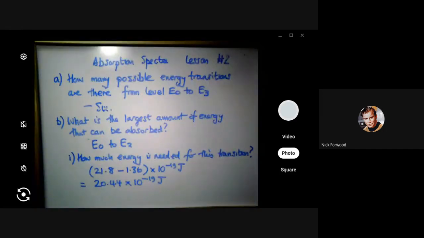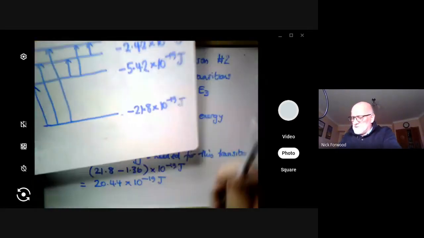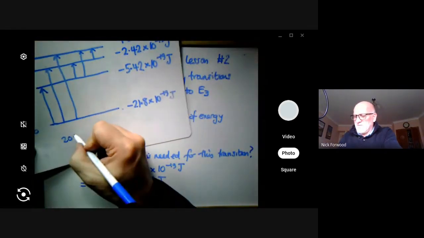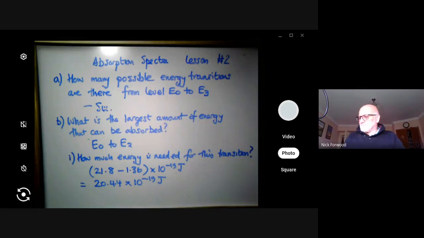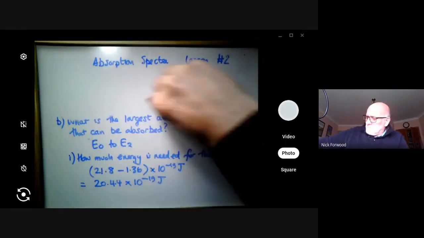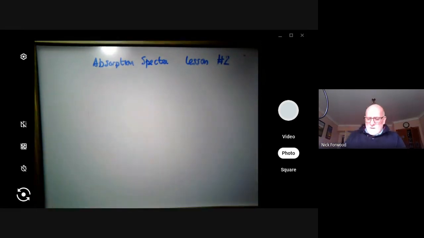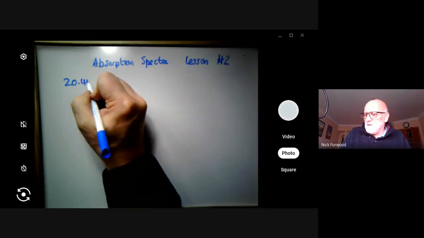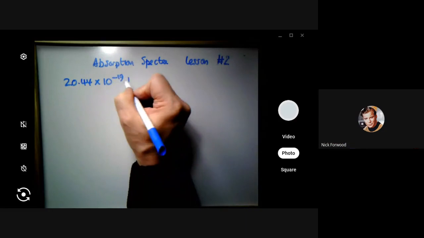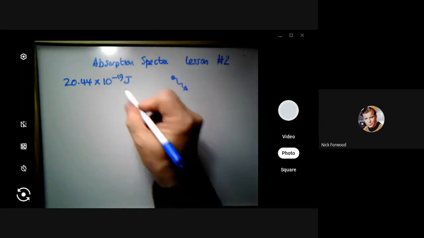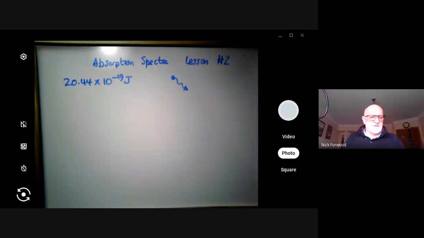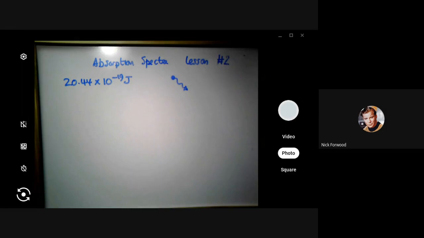Okay, next bit. I'm just going to write down that number because I'm going to use it again. You don't need to do this again, but it's 20.44 times 10 to the negative 19 joules. So I'm just going to transfer that back here: 20.44 times 10 to the negative 19 joules. So here's a photon, and it has got exactly that amount of energy which is absorbed by the electron, which makes precisely the biggest jump, because it's the biggest amount of energy that you need to get from E0 to E3.